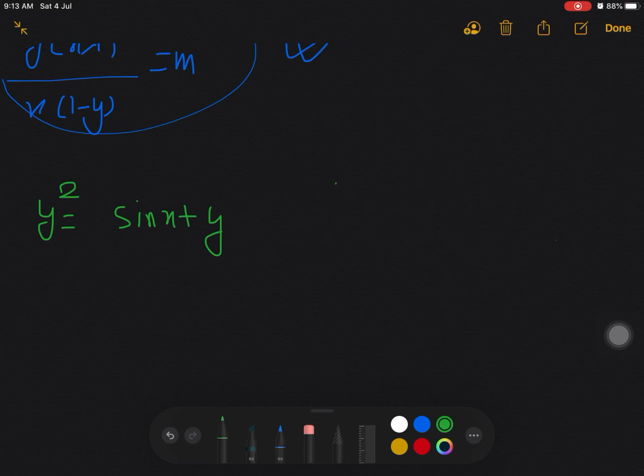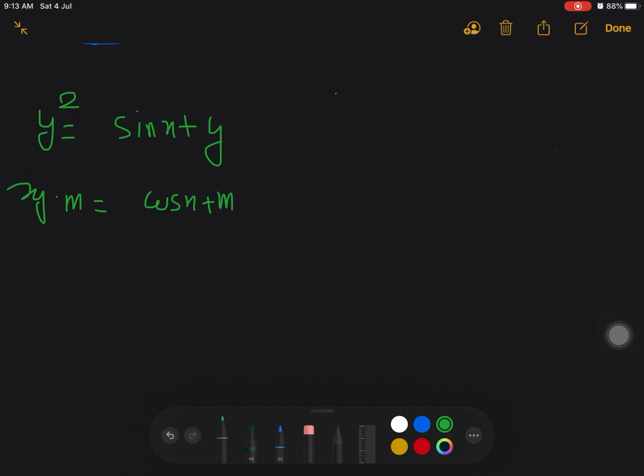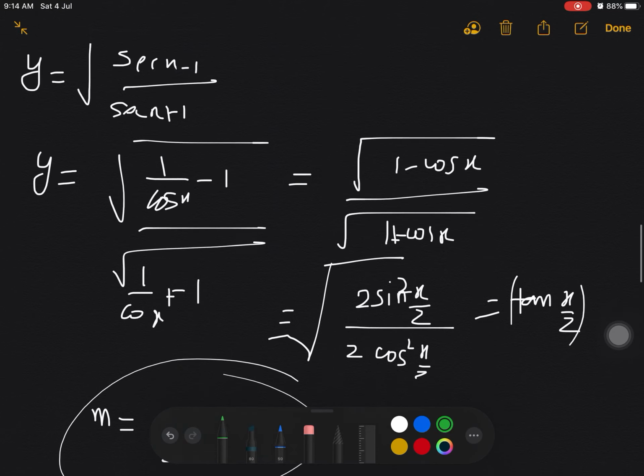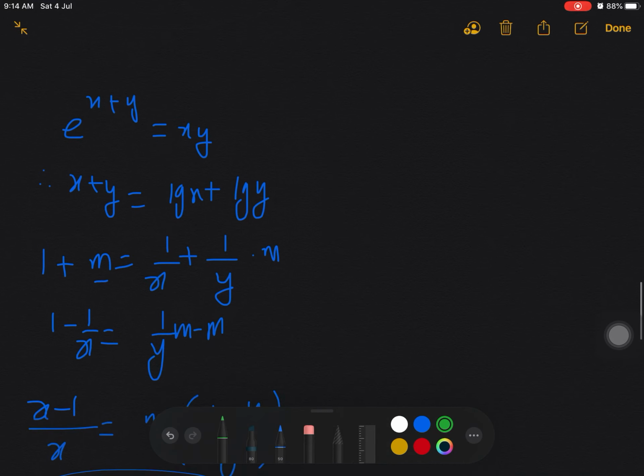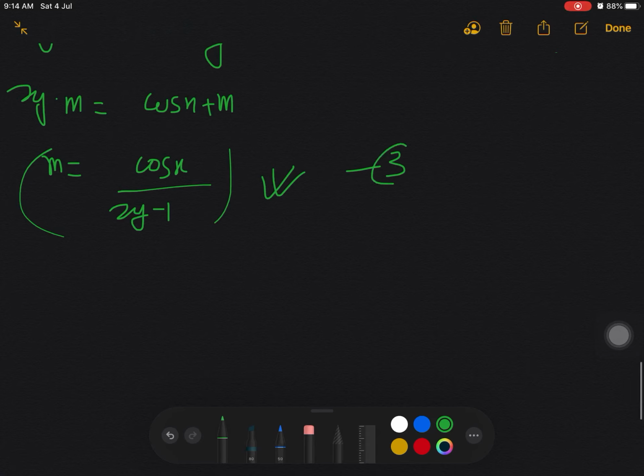Using this fact we can manage to solve this question easily. Directly differentiating both sides, we will get 2ym, where m is the slope of this equation, equal to cos x plus m. So you will understand why I write m, as it is quite easy to solve if we assume the slope. It is quite an old school method. So m is equal to cos x by 2y minus 1. It is given as option 3 in the expression. The questions were quite easy.